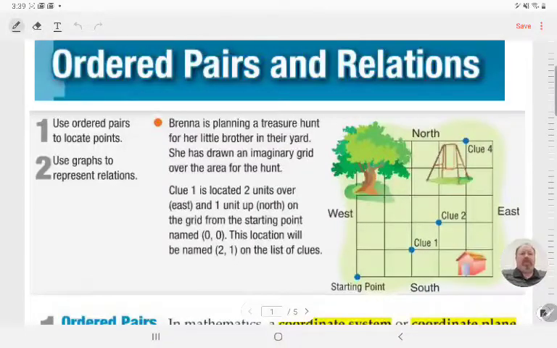All right, so today we're talking about ordered pairs and relations. So we use ordered pairs to locate points, and we use graphs to represent relations. Let's see what it says here.